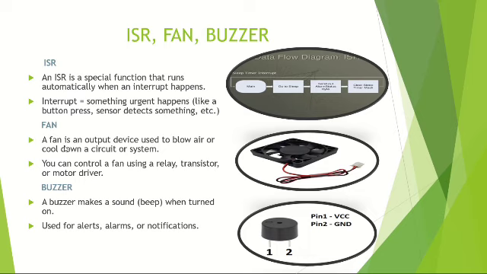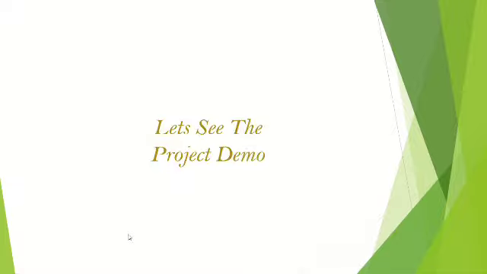A fan is an output device used to blow air or cool down a circuit or system. This is the purpose of the fan. You can control a fan using a relay, transistor, or motor driver. A buzzer makes a sound when turned on, used for alerts, alarms, or notifications.